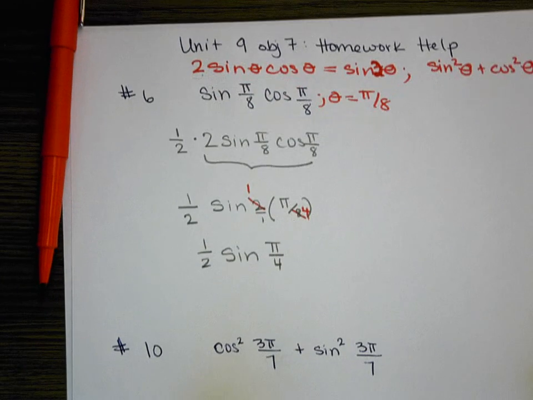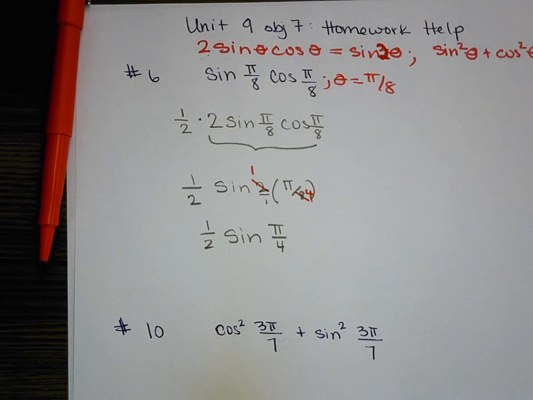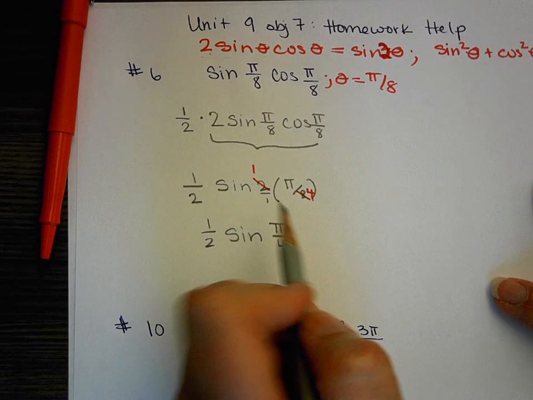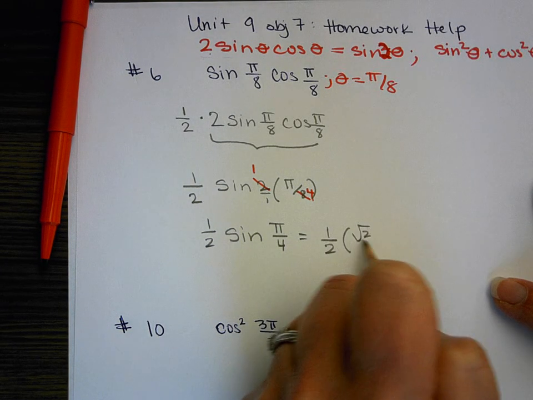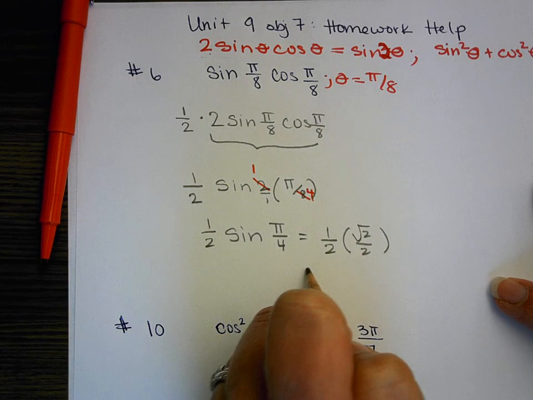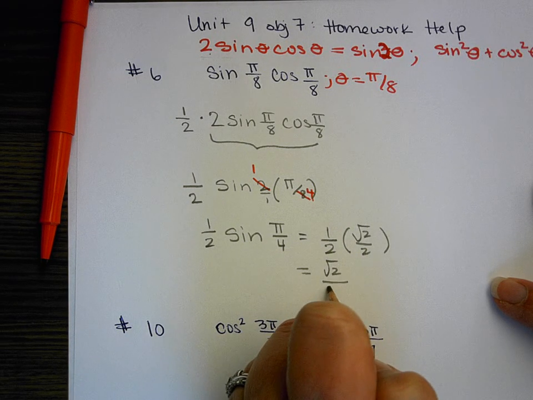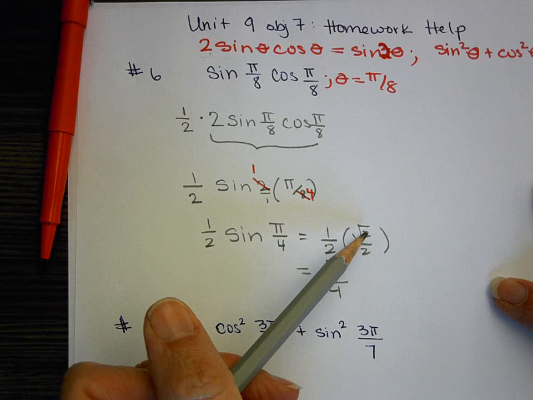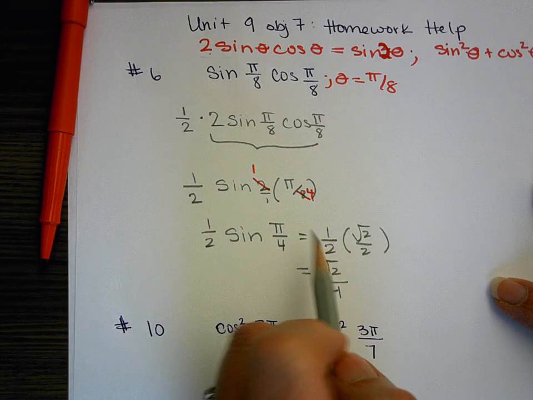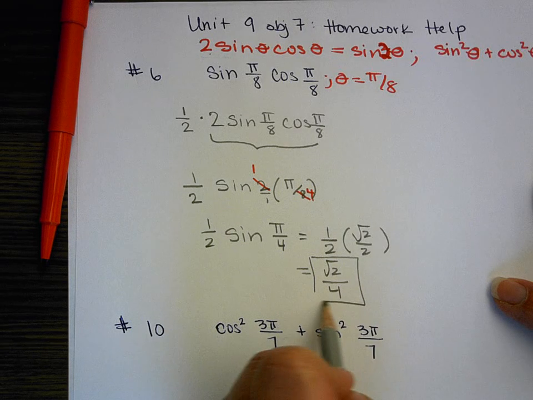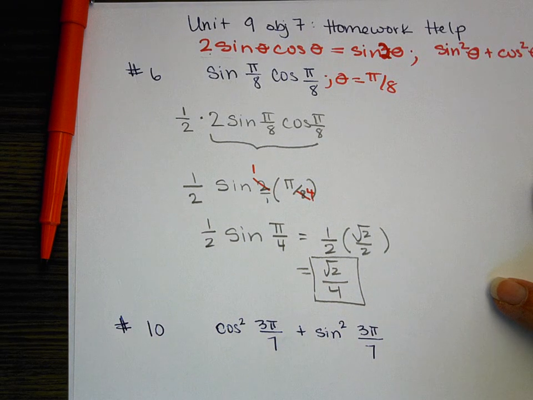So this actually happens to be something I can simplify, because sine of pi over 4 is a value I know from the unit circle. So that would be 1/2, and then sine would be root 2 over 2 at pi over 4. So that would just be square root of 2 over 4. So 1 times root 2 is root 2, and 2 times 2 is 4. So I can actually simplify that a little bit further than usual.